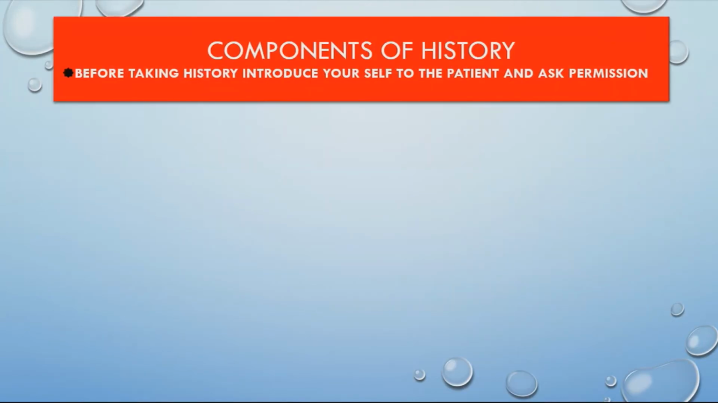Before taking history, the first thing is we have to introduce ourselves to the patients and ask permission or consent to ask some questions. After taking history permission, we can go forward into the components of the history. There are totally 9 points in the components of the history.